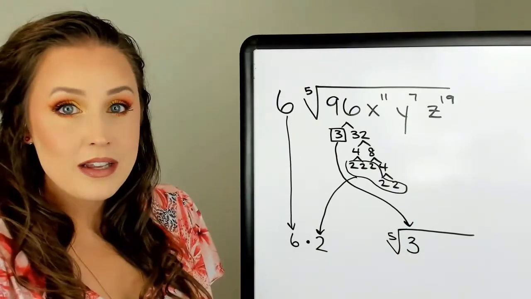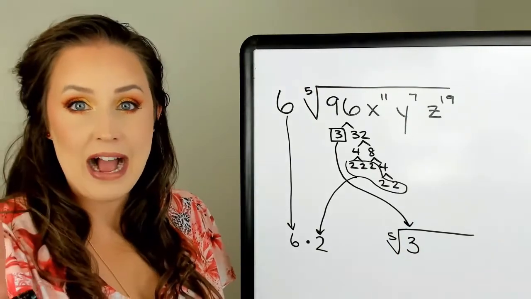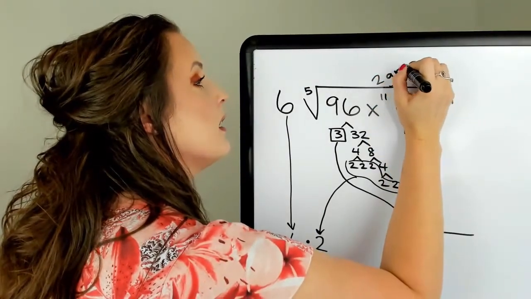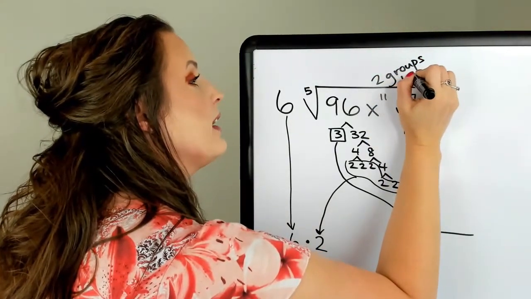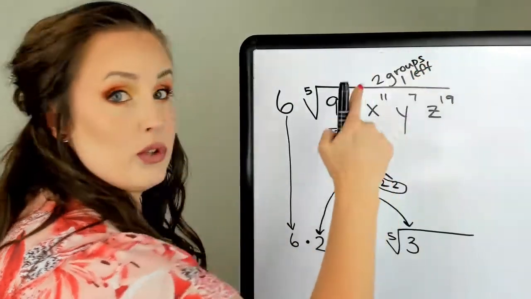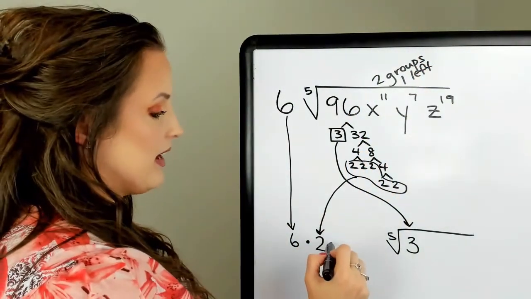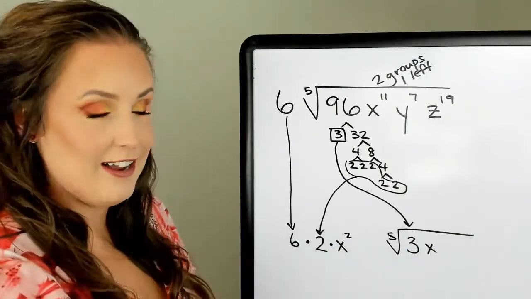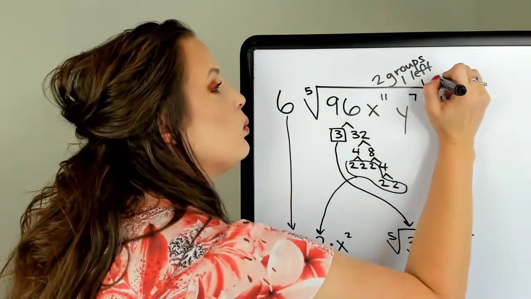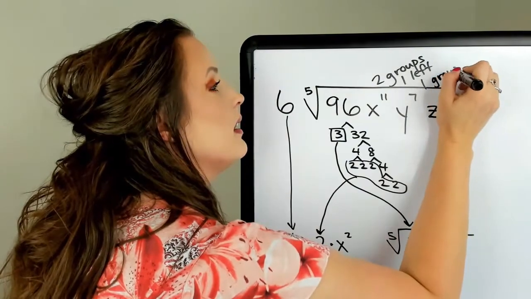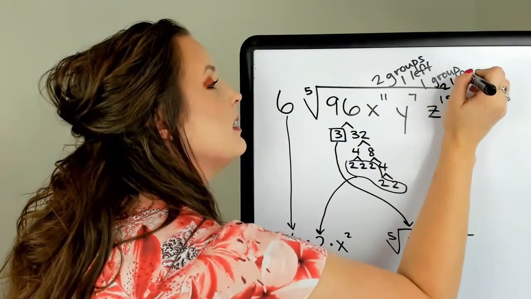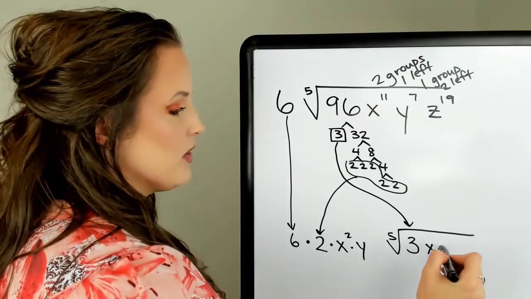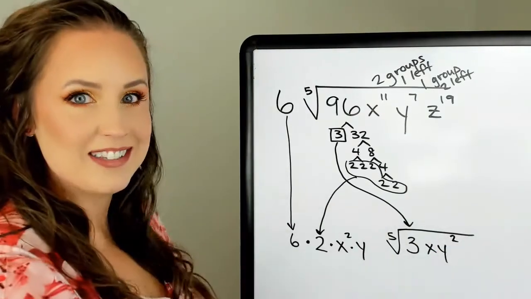All right, now x to the 11th, how many groups of 5 x's would that be? So there would be 2 groups with 1 left. 2 groups of 5 with 1 left. So that means we have x squared outside and then 1x left inside. Y to the 7th would be 1 group of 5 with 2 left. So that would be 1y outside and 2 y's inside.